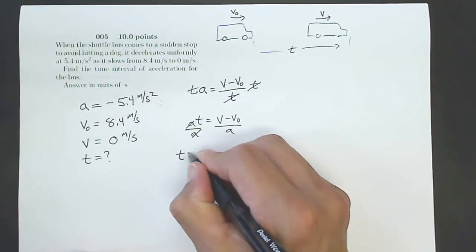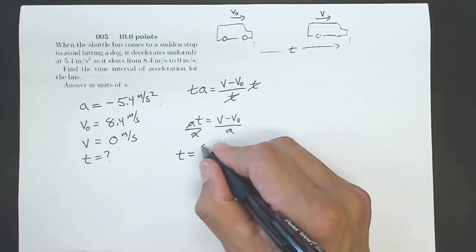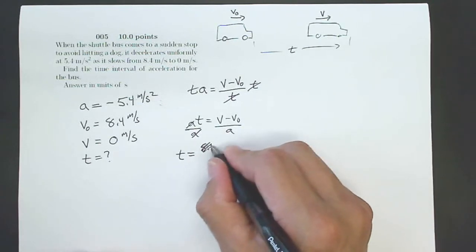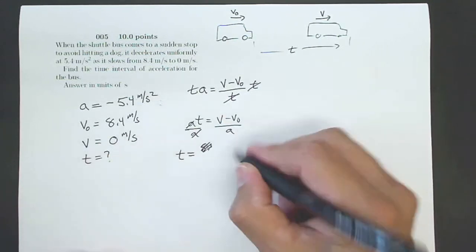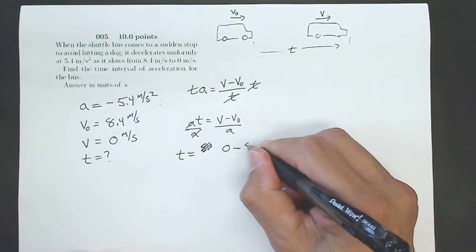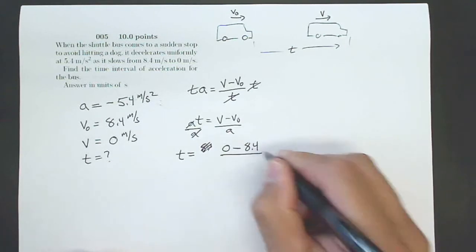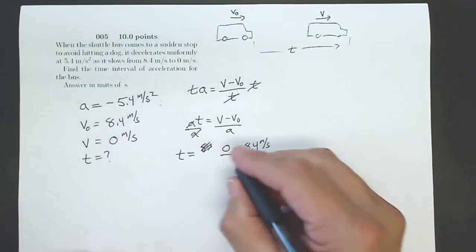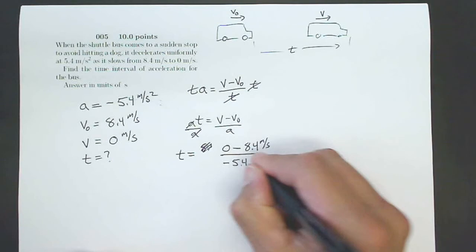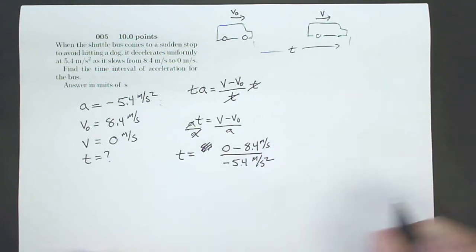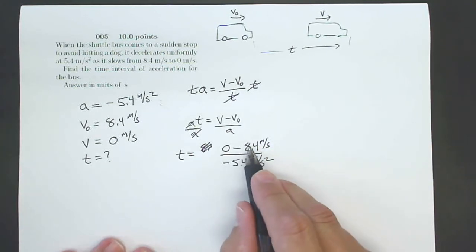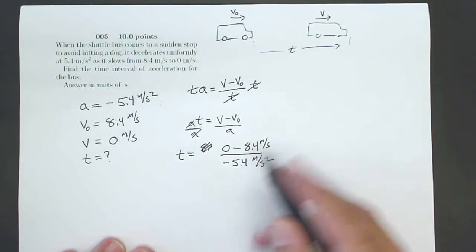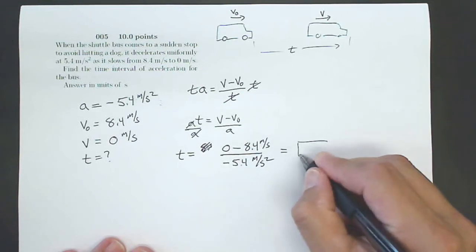So I get my time equals my final velocity. Sorry, my final velocity, scratch that out. My final velocity is 0. So that's 0 minus 8.4, in meters per second, divided by my acceleration of negative 5.4 meters per second squared. This will be a negative number, this will be a negative number, so negative 8.4 divided by negative 5.4 is going to give me some positive number for time.